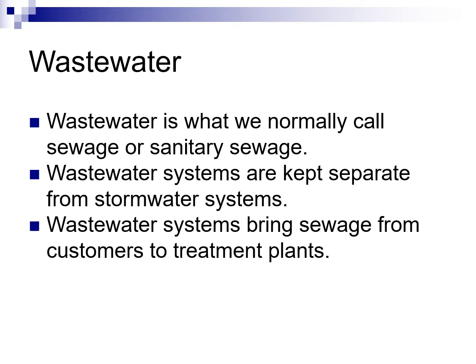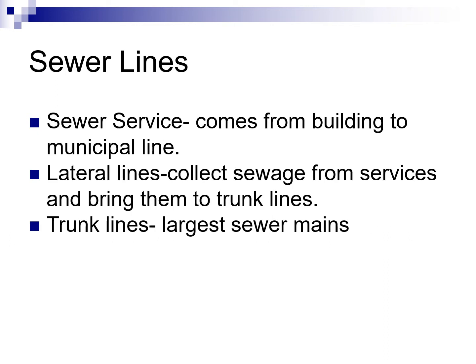So wastewater is what we normally call sewage or sanitary sewage. Wastewater systems are kept separate from stormwater systems. Wastewater systems bring sewage from customers to treatment plants. They consist of a sewer service, which comes from a building to a municipal line, then the lateral lines, which collect the sewage from services and bring them to the trunk lines, and the trunk lines, which are the largest lines, bring the sewage from the lateral lines and they bring them to the sewage treatment plant.